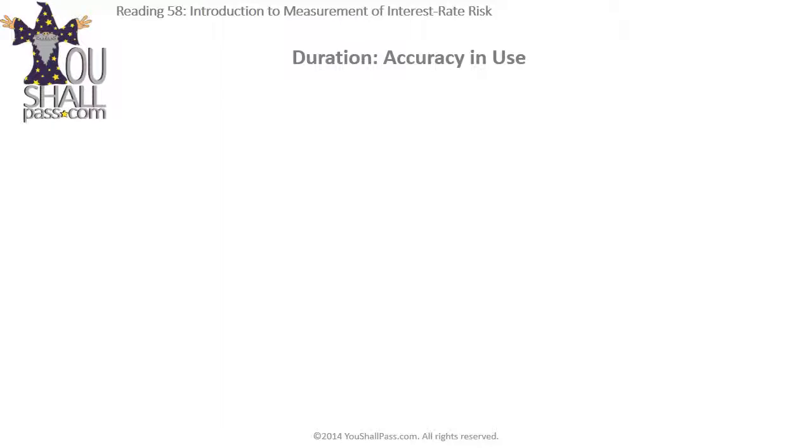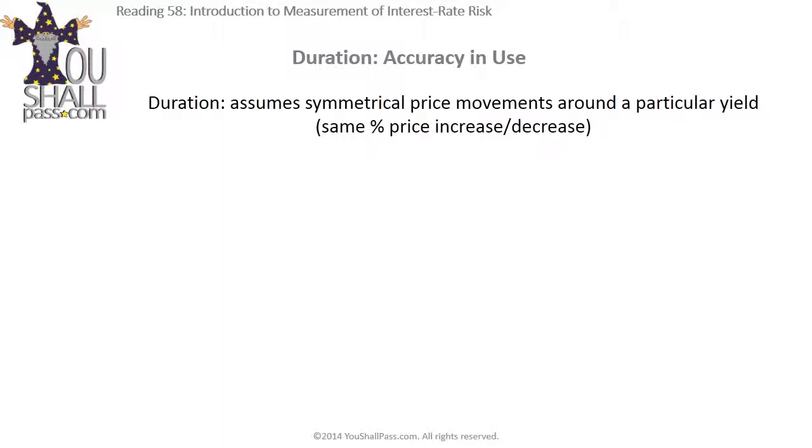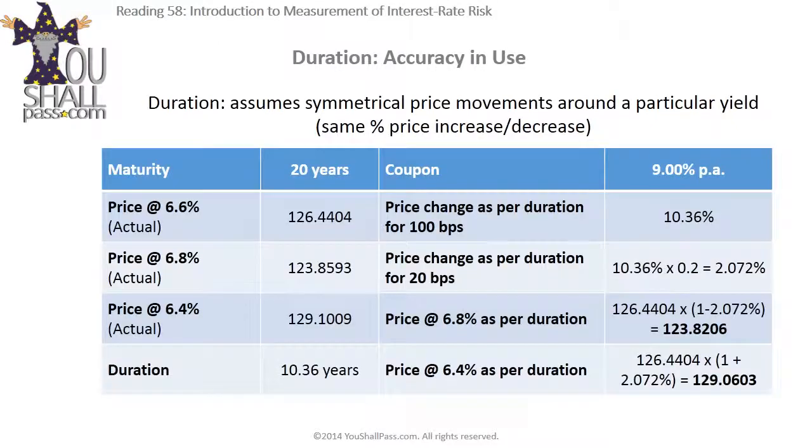So then duration can be a very useful snapshot measure of the interest rate sensitivity of a bond or a portfolio of bonds. However, it suffers from the drawback that it is calculated assuming symmetrical price movements around a particular yield, even when we know that it isn't so. Generally, bond prices fall by less than they rise for a given change in yield. However, as we'll show here, duration is still a pretty good approximation to the exact price movements for small changes in yield. For example, consider the table above.